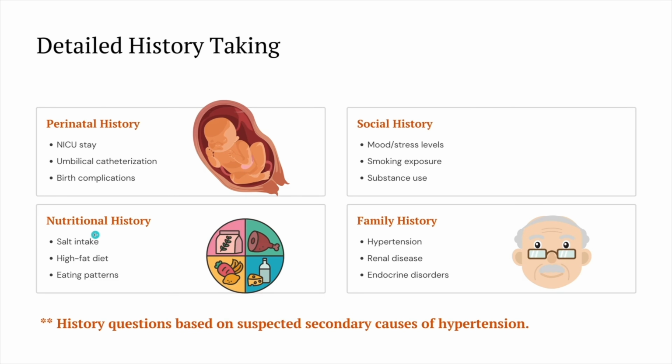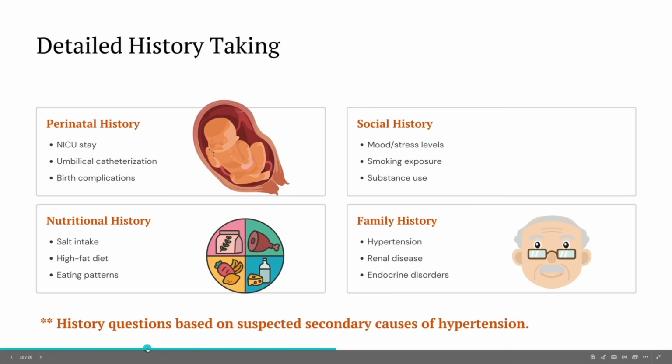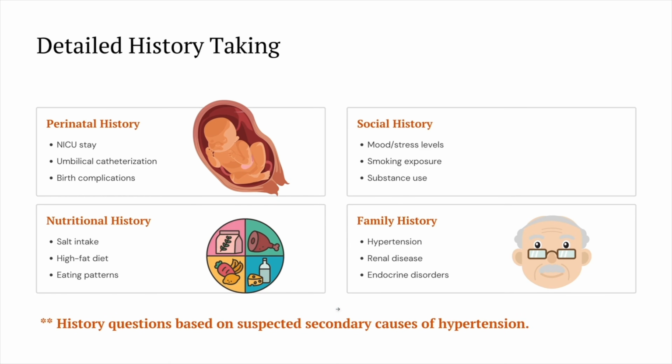Nutritional history, especially for those obese patients. How is the salt intake? How is the eating pattern? Is it high fat or not? Social history, any substance use, any stress, any depression, this can also lead to hypertension. Of course, any family history of hypertension, renal disease, endocrine disease or cardiac disease. So do think of the questions based on the secondary causes that I've told. Do ask about the symptoms. For example, for kidney disease, ask about gross hematuria.